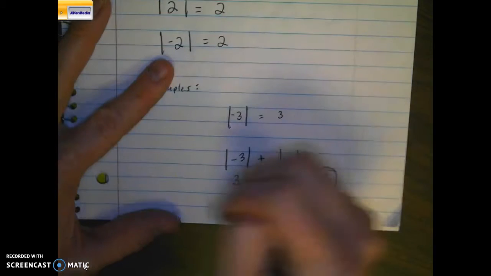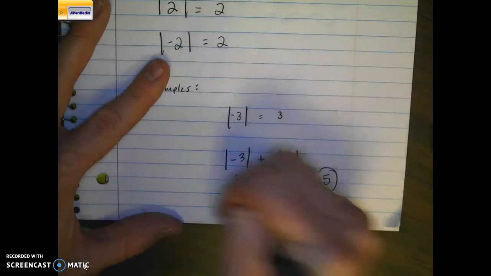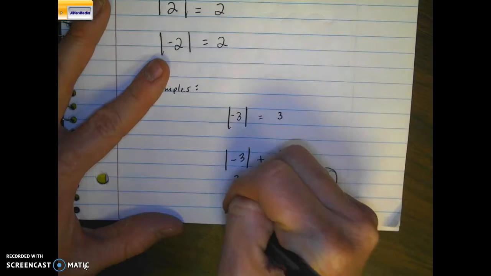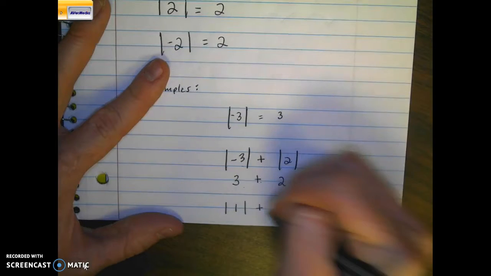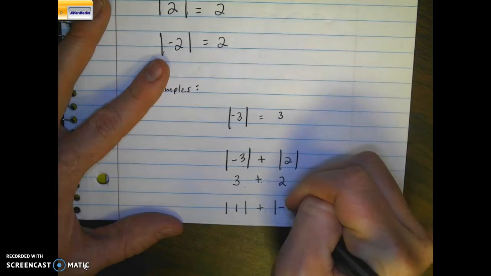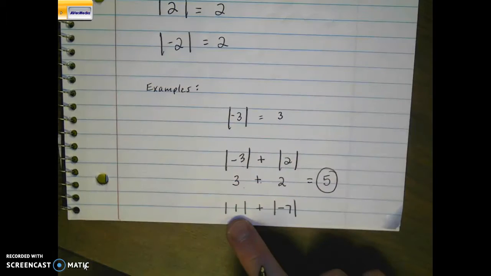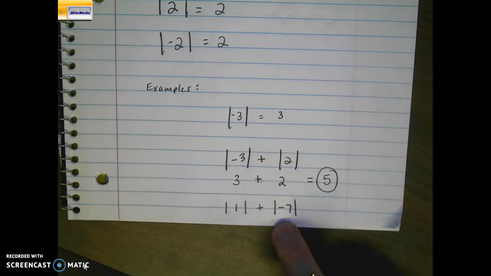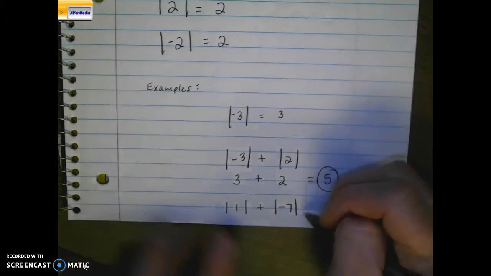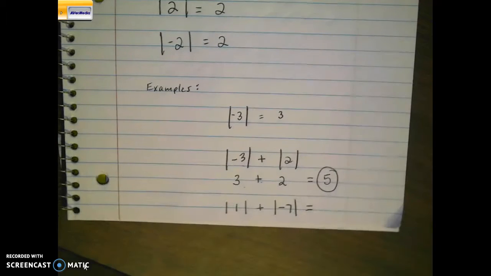Now, one more. See if you can do this one on your own. The absolute value of 1 plus the absolute value of negative 7. See if you can do this one on your own, and I'll check it when you come to class tomorrow.